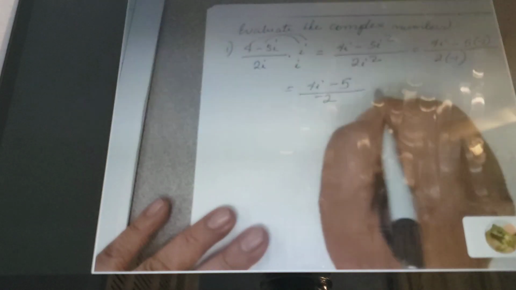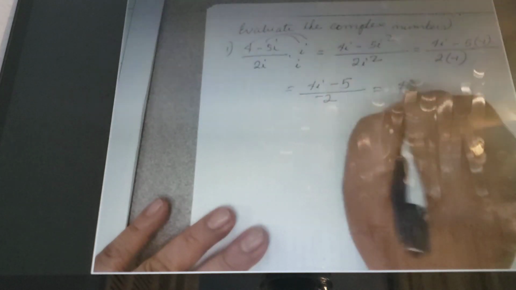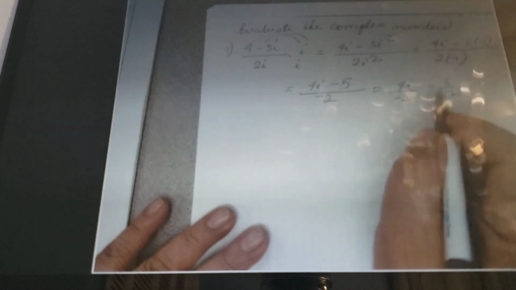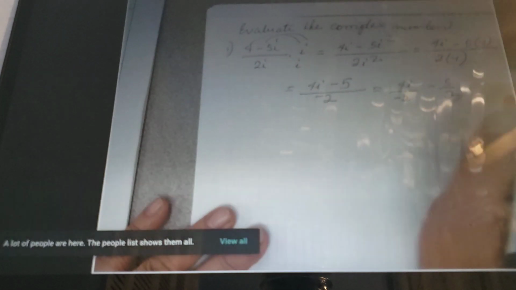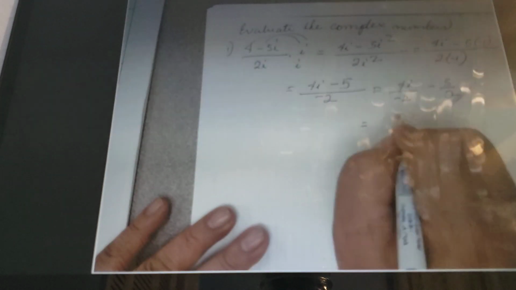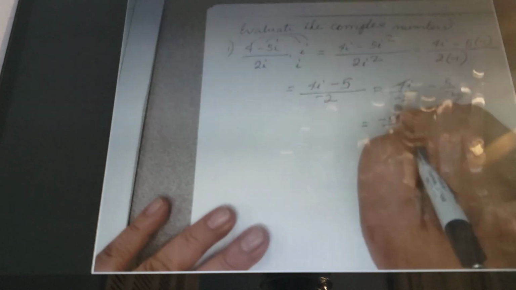So we have 4i over negative 2 minus 5 over 2. But it should be the real number, it should come first because that is the form of a complex number. Cancelled, cancelled, minus 2i. So this is the answer.